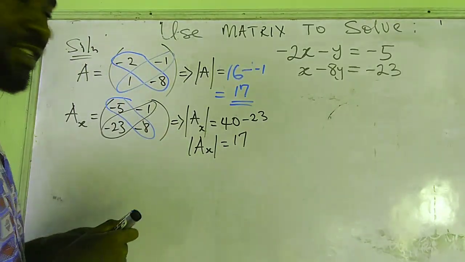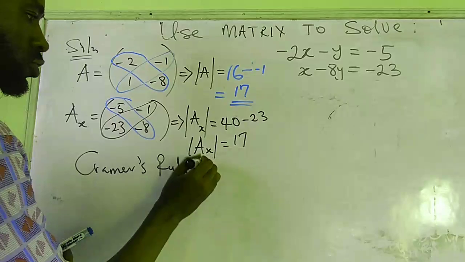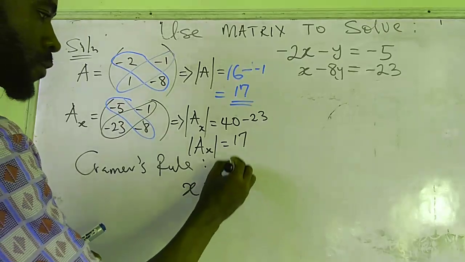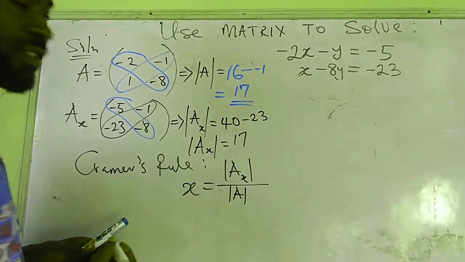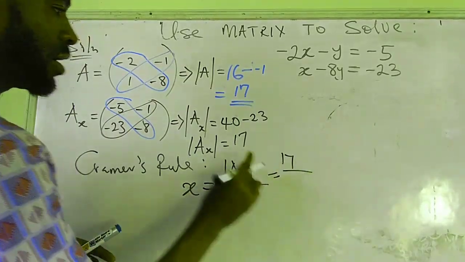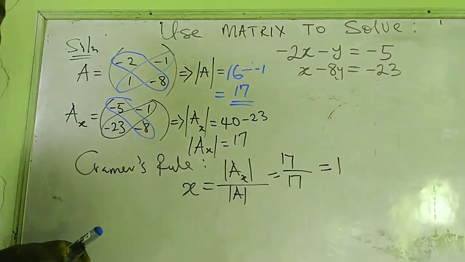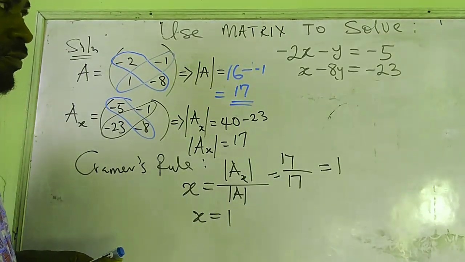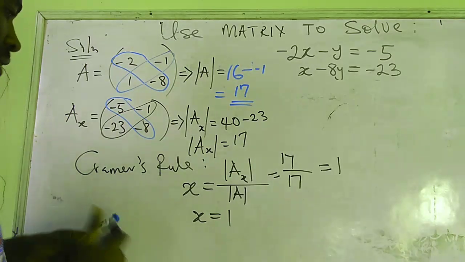Now Cramer's rule, which we are going to use to solve this, is saying that to get your x is going to be your A sub x determinant divided by your A determinant, which means, remember our A sub x is 17, our determinant of A is also 17, and when you divide this, that gives you 1, which means that we have gotten our value of x as 1. Can you get that?